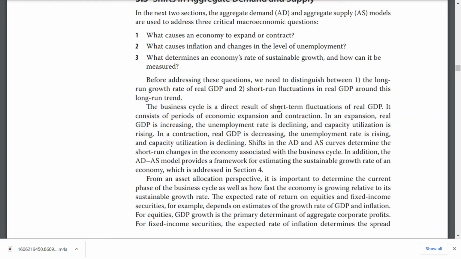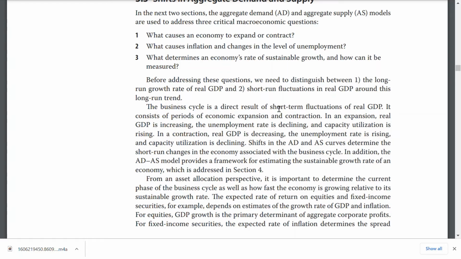The business cycle is a direct result of short-term fluctuations of real GDP and consists of periods of economic expansion and contraction. In an expansion, real GDP is increasing, the unemployment rate is declining, and capacity utilization is rising. In a contraction, real GDP is decreasing, the unemployment rate is rising, and capacity utilization is decreasing. Shifts in the AD and AS curves determine the short-run changes in the economy associated with the business cycle. In addition, the AD-AS model provides a framework for estimating the sustainable growth rate in an economy, which is assessed in Section 4.